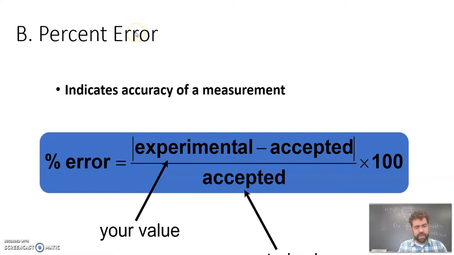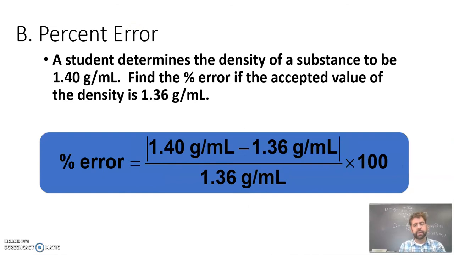So let's do an example here. Let's say that a student determines the density of a substance to be 1.4. So that's the student's experimental value. That's what we got. And then the accepted value, the one they looked up, is 1.36. So what you would do is take this number minus this number, divide it by the accepted 1.36, and multiply it by 100. So what would you get?